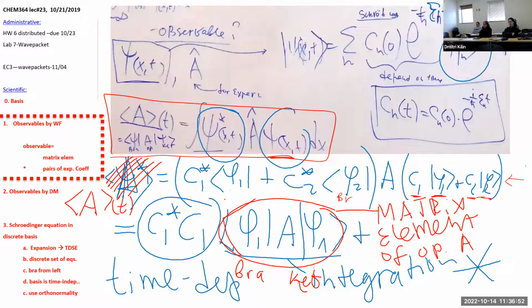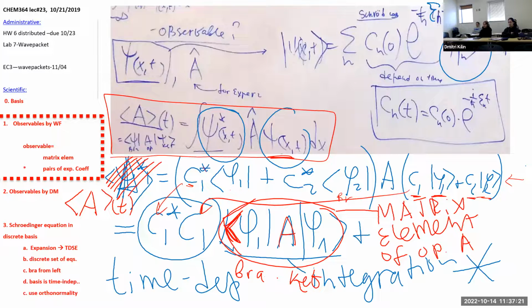If you look at the first term, we open brackets, we have coefficient C1 star. Then from the second bracket, we have the first element C1 without star. And then we have here the matrix element of wave function 1 as a bra, wave function 1 as a ket, and the operator between them. So this is how we come to the idea of the matrix element.